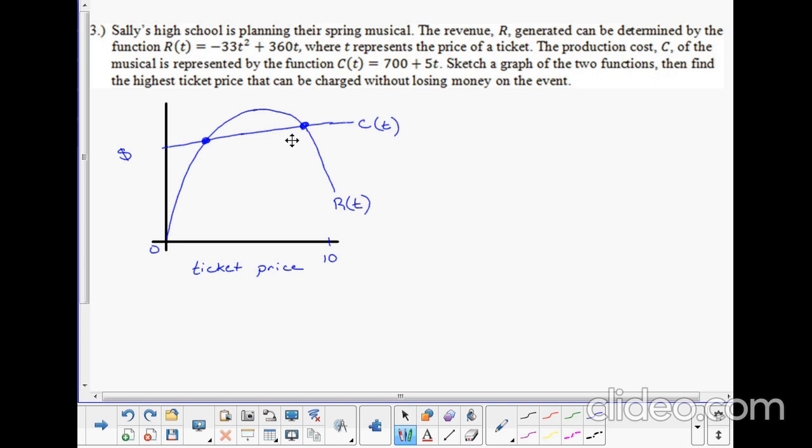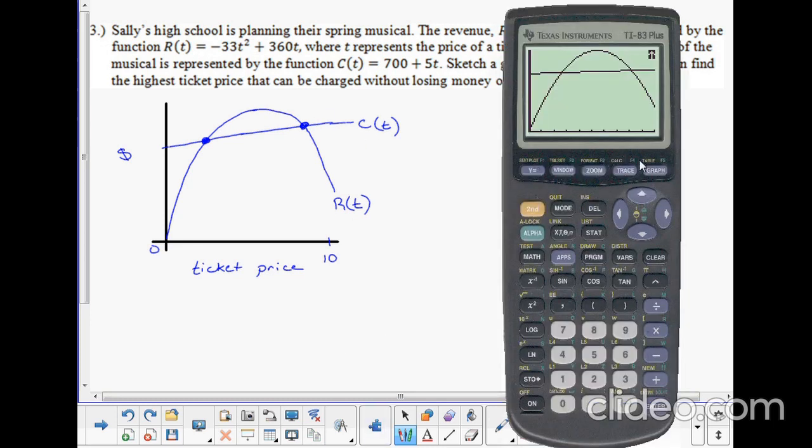Now, you could solve this system of equations algebraically if you wanted to. But because I have the graph, I can find the intersection by hitting second trace, going to intersection, and moving my cursor over. I want that intersection on the right, so I'm going to move it close to that intersection on the right, hit enter, make sure it's on the second line, hit enter. I'm not going to need to guess, I'm just going to hit enter.